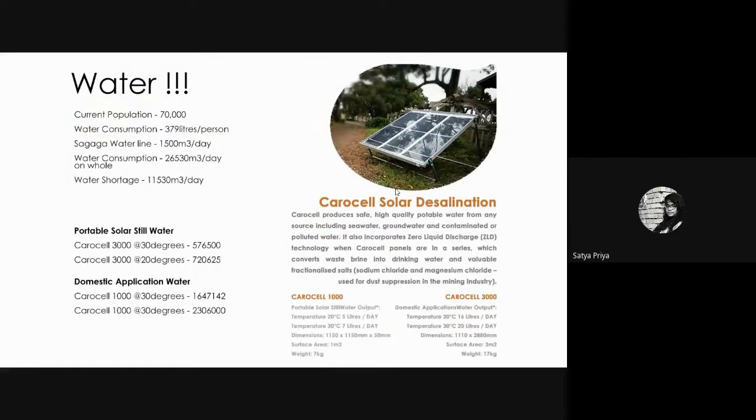For the water itself, we are proposing carousels. It's a desalination process which is quite sustainable when compared to the conventional desalination process itself. Okay, this is one of the strategies.